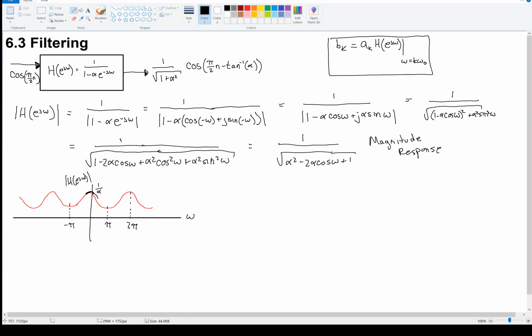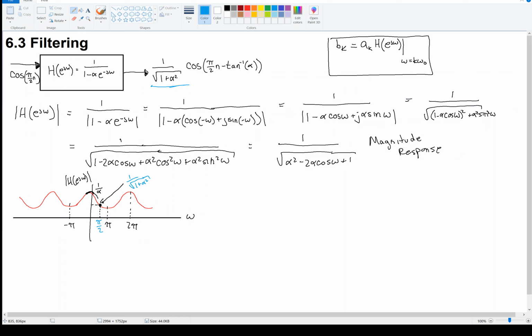Now, what's interesting here is that if I plug in pi over 2, so somewhere around here, I'm going to do this in a different color so we make it clear. Here's pi over 2, and the height of that, if you work it out, if you plug in pi over 2 here, cosine of pi over 2 is 0, and then you have 1 over the square root of alpha squared plus 1. That's exactly this. So this has a height of 1 over the square root of 1 plus alpha squared, like that.